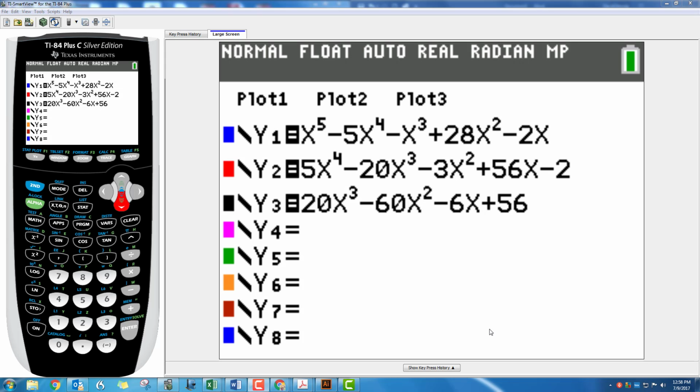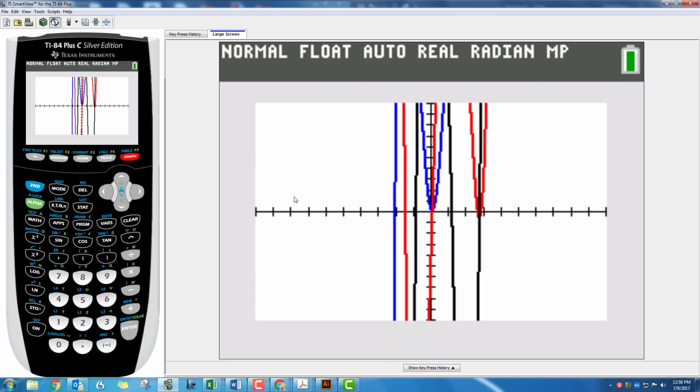So from here we're going to graph and play with the window so we can get a good picture of each of these graphs. If you just hit graph, it's usually on a 10 by 10, but we don't really see what we need to. We're trying to figure out when these graphs cross the x-axis, so we're going to have to do some playing around here.